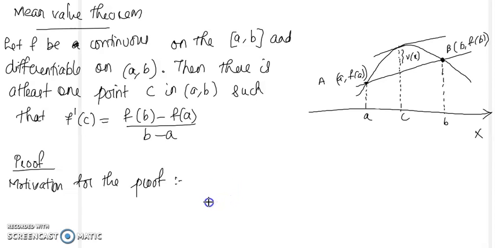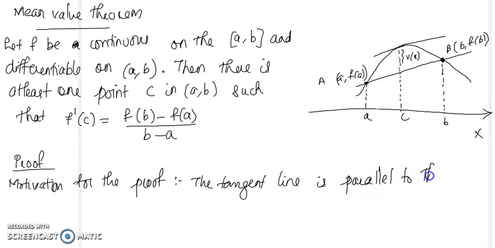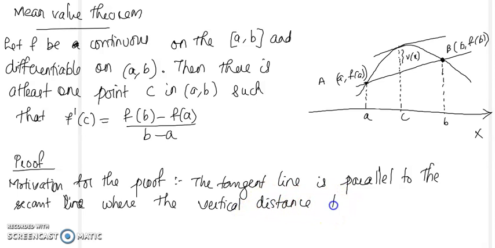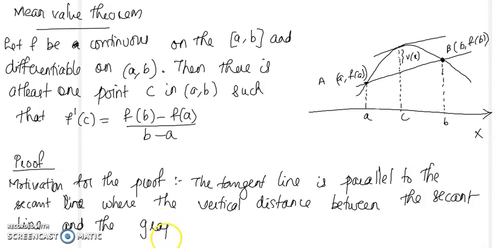So the tangent line is parallel to the secant line where the vertical distance between the secant line and the graph of f is maximum.